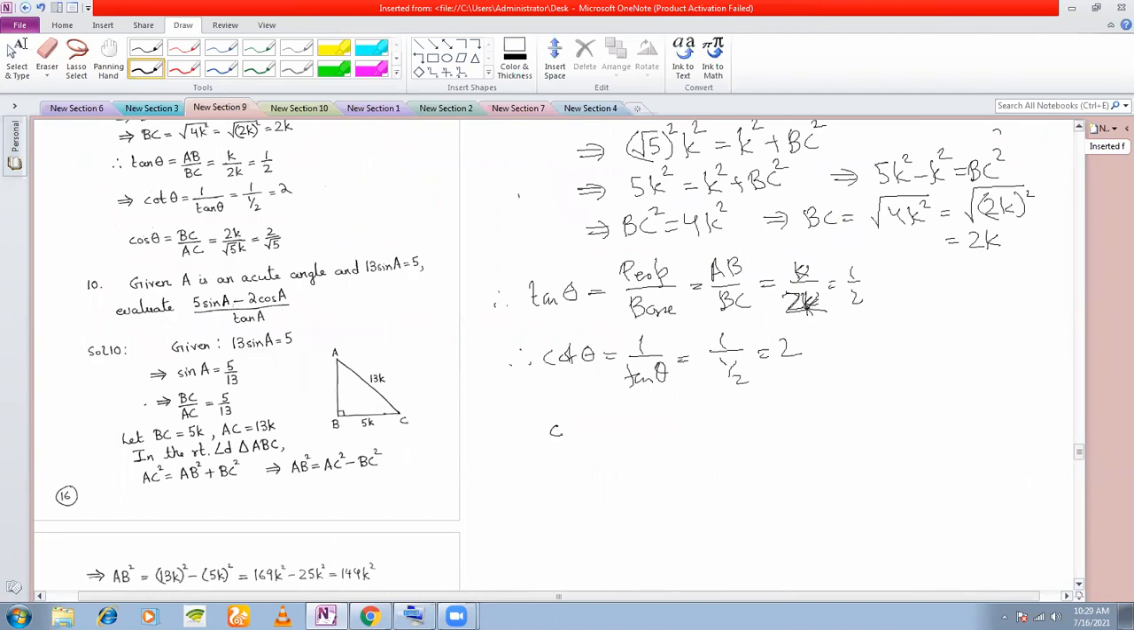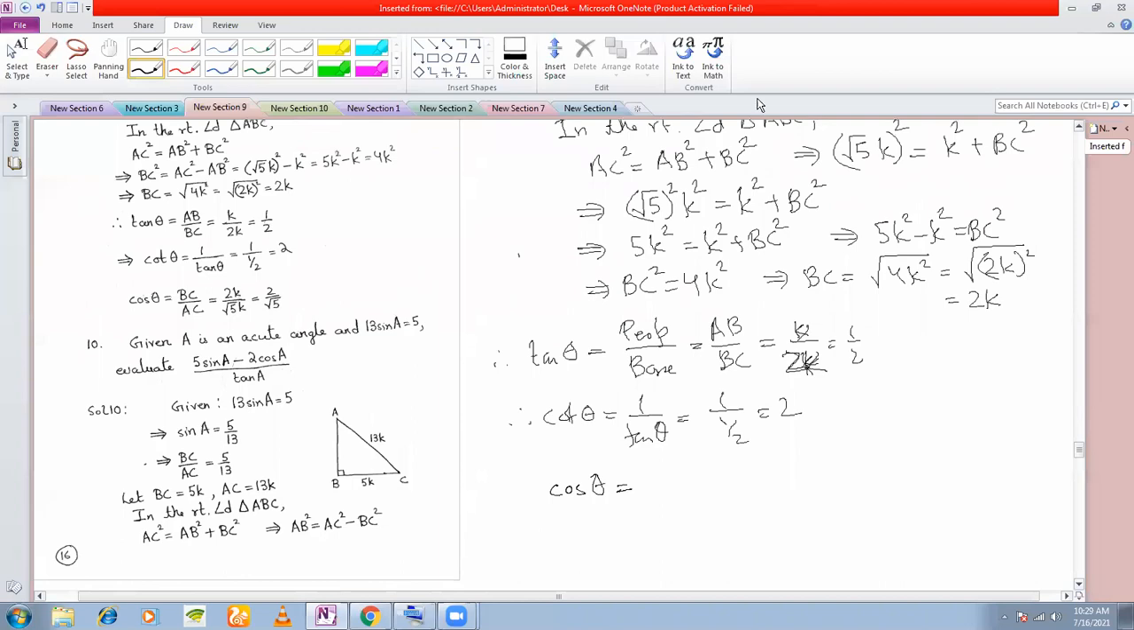And similarly, you can find out cos theta. Okay. Time is ending. I'll finish this problem in the next class.